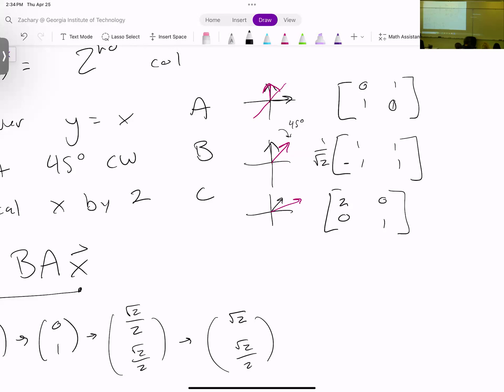Other questions? Big picture, small picture, specific, what works, exam stuff. Yeah.